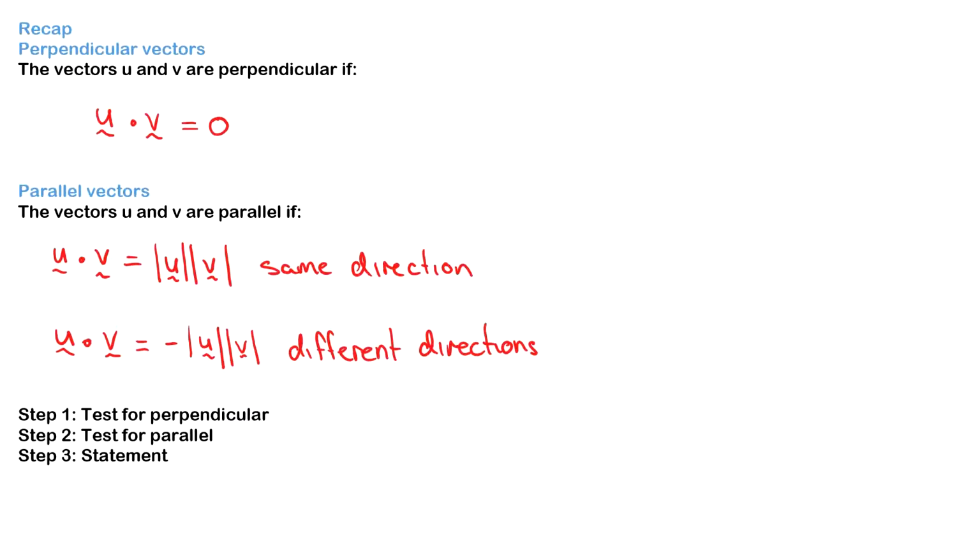When you come to a question where you're deciding which one it is, you need to, step 1, test if they're perpendicular. Step 2, test if they're parallel. And finally, you make a statement concluding what you found.